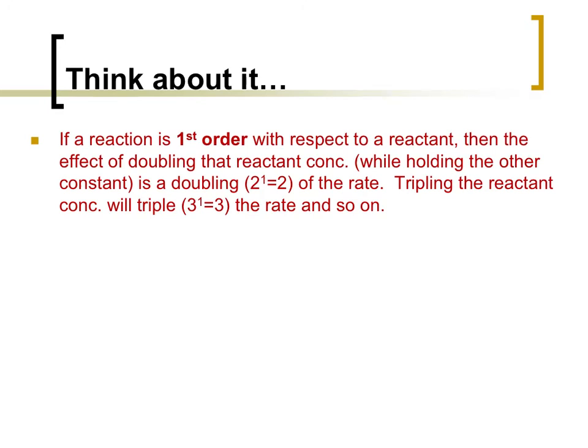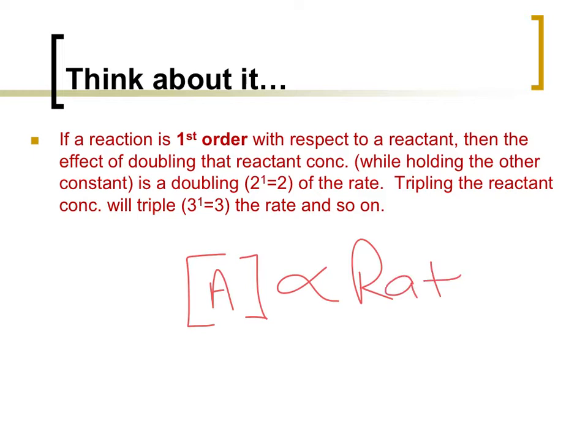So let's start with what it means to have a first order reaction. If you have a first order reaction, your concentration is directly proportional to your rate. Meaning if you double one, you double the other. If you triple one, you triple the other. So doubling the concentration makes it happen twice as fast.